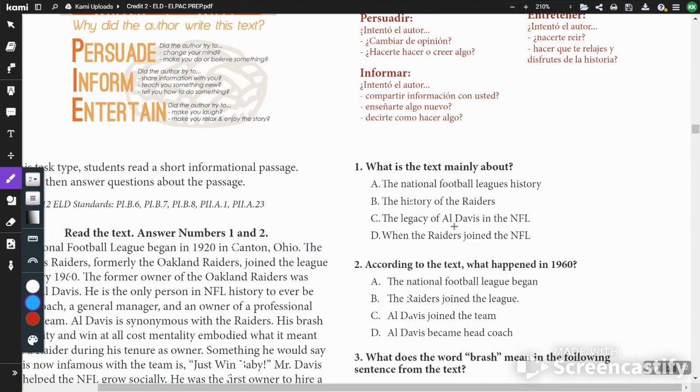So question 1, we have 2 parts that talk about the Raiders. Well, these 2 answers are pretty similar, except the subject's just a little different, right? So C talks about the legacy of Al Davis in the NFL, and then D talks about when the Raiders joined the NFL. They're both talking about the NFL, but they have different subjects. So we want to make sure we pay attention to that because that might be a little confusing.